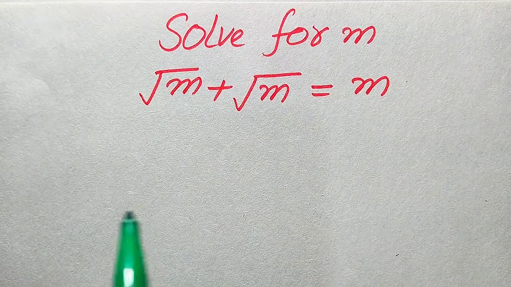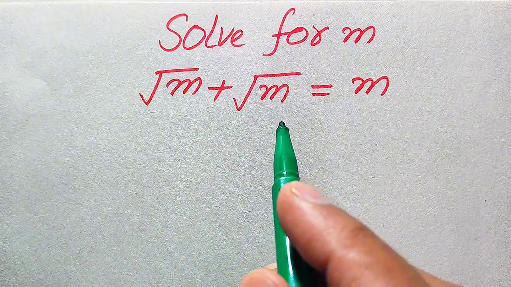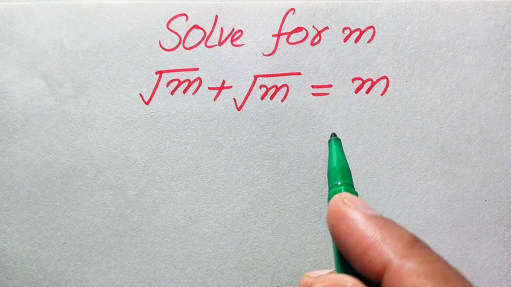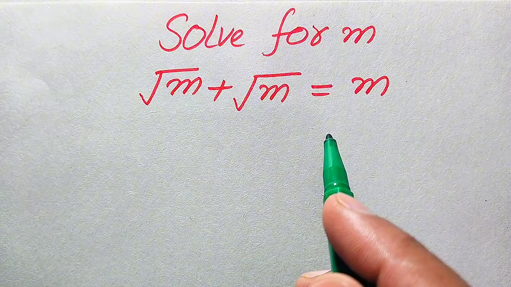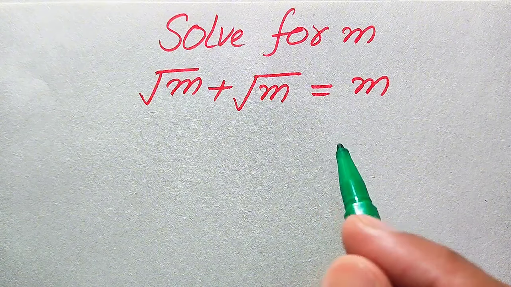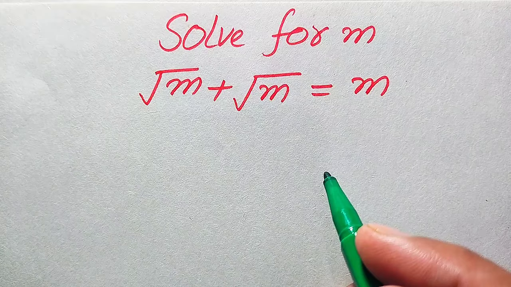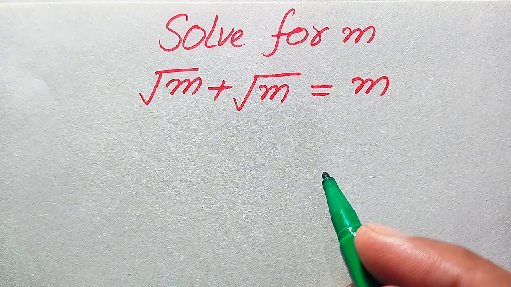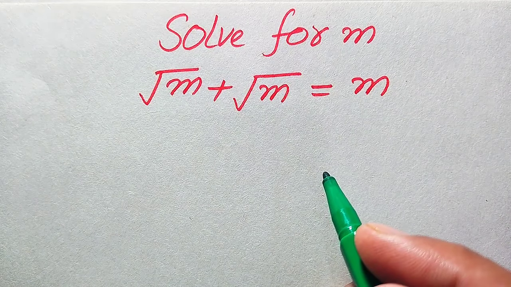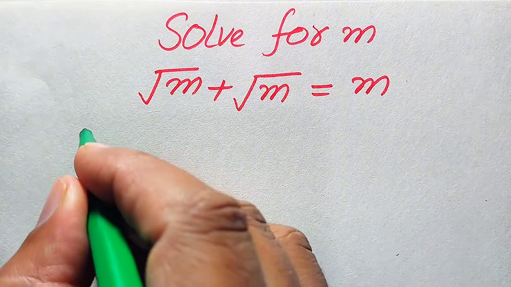So here we have √m + √m = m, and we solve this problem for all the values of m. First we need to find all the roots of this equation, and at the end we will verify which of the roots are solutions and which are extraneous roots. Further, we solve this problem with two methods.